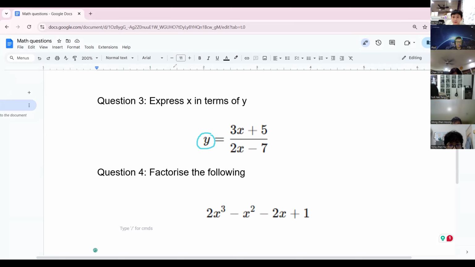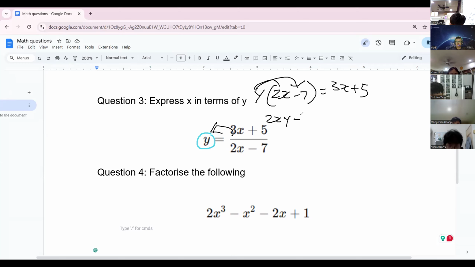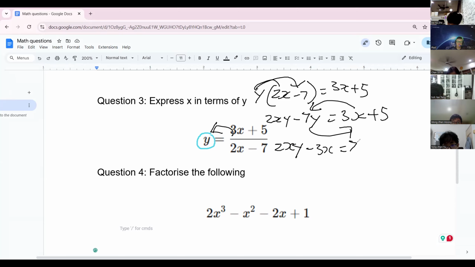Okay. So we can move the 2x minus 7 to this side. So it becomes y times (2x minus 7) equals 3x plus 5. Okay, so we expand. So it will become 2xy minus 7y equals 3x plus 5. So we can move the x here and the y here. So it becomes 2xy minus 3x equals 7y plus 5.